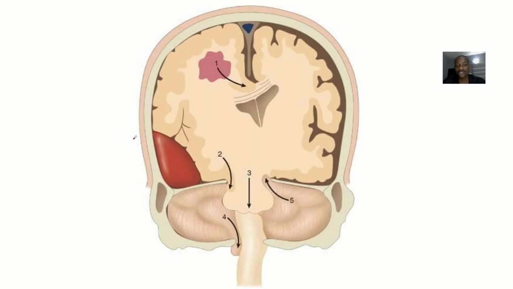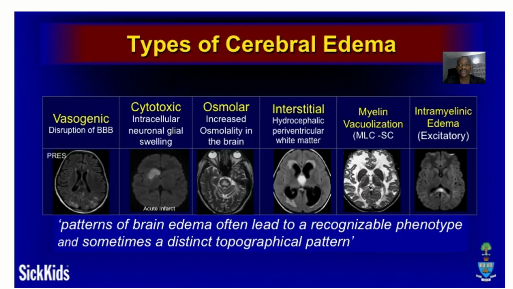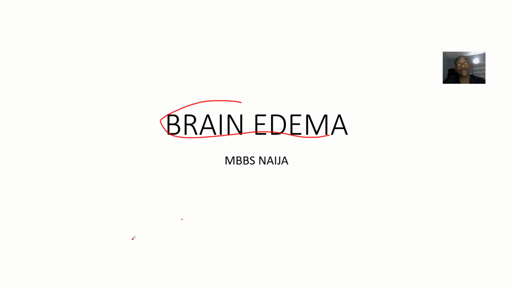Complications. It is accumulation of fluid in the brain. What could it result in? It could lead to increased intracranial pressure, could lead to herniation, could lead to brainstem compression, could lead to respiratory failure, could lead to cardiac arrest. Okay, so that's our discussion on brain edema, also known as cerebral edema.